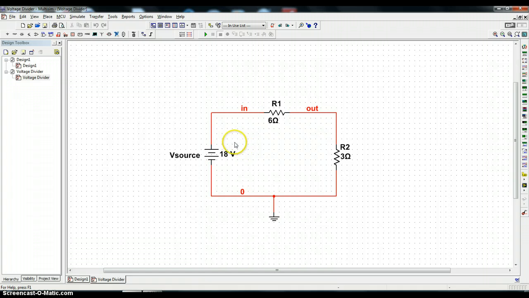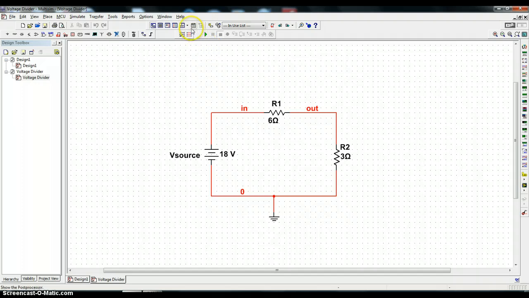So on paper, however, you can replace the 18-volt source by a short circuit. That puts the 6 ohms in parallel with the 3 ohms as far as looking back from the output is concerned. And that is basically what you do. You look back into the circuit from the output terminals with all sources de-energized, and in that case the 6 and 3 are in parallel, which gives you 2. So let's see now how Multisim handles this.